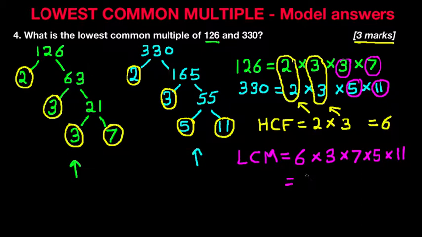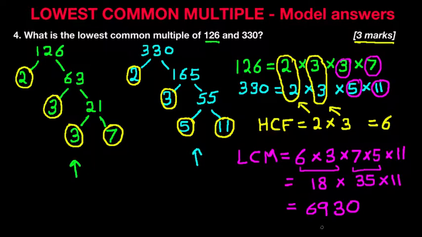So let's go through this. 6 times 3 is 18. Now 18 times 7, and we can work out these. Well, let's write this down. 7 times 5 is 35. You can do this in any way you want. Times 11. And the answer is, and you can show all the workings out, which I'm not going to go through, because in this tutorial we're learning about the lowest common multiple. The answer is 6,930. And by all means, show all the workings out for the multiplication.